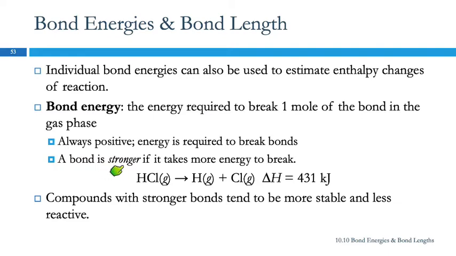A bond is stronger if it takes more energy to break. It kind of makes sense. So here we have HCl, that bond breaking to form a hydrogen atom and a chlorine atom, and delta H for that is 431 kilojoules. That is the energy required to break that bond.